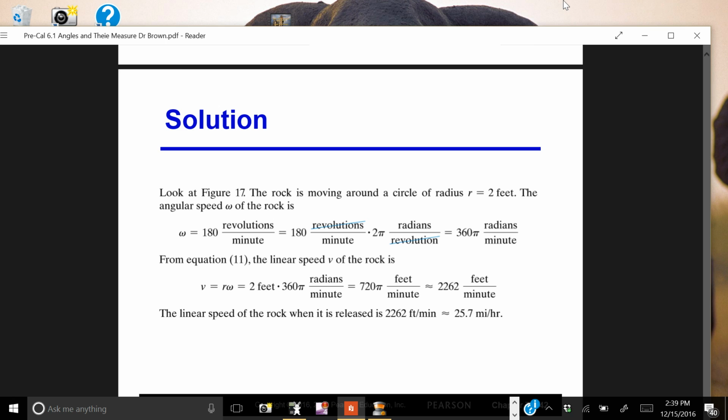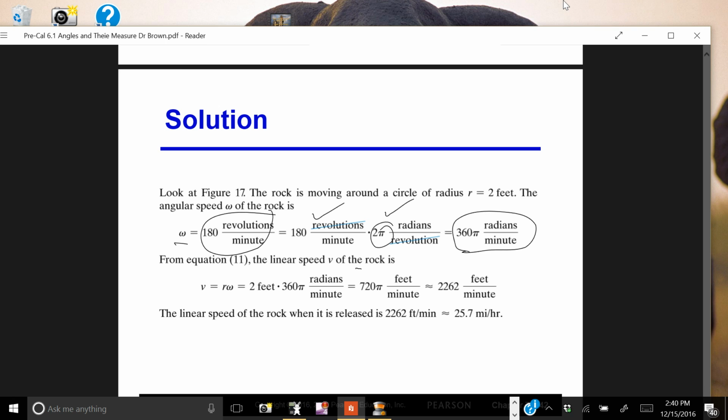First of all, the angular speed of the rock, omega, is 180 revolutions per minute, which, converting it to radians per revolution, would be 2 pi. If each revolution is 2 pi radians, he's doing 180 revolutions per minute. Its angular speed is going to be 360 pi radians per minute.